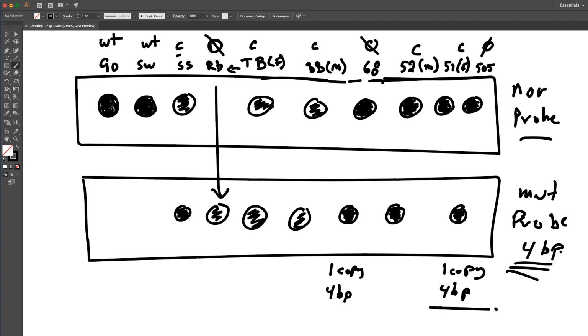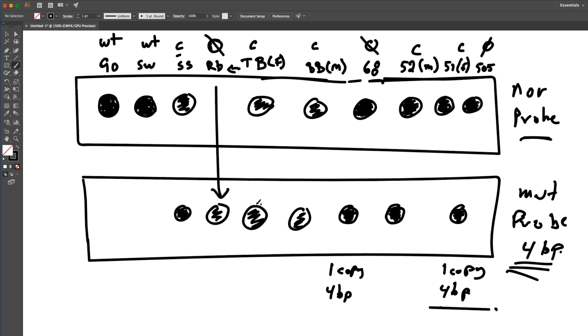Okay, this makes sense. It's a wild type individual and they are just detected by the normal probe. Same with this particular individual. This person is a carrier, so they only have one copy of that 4 base pair insertion. This person has 2 copies, so they're afflicted. All of that makes sense.